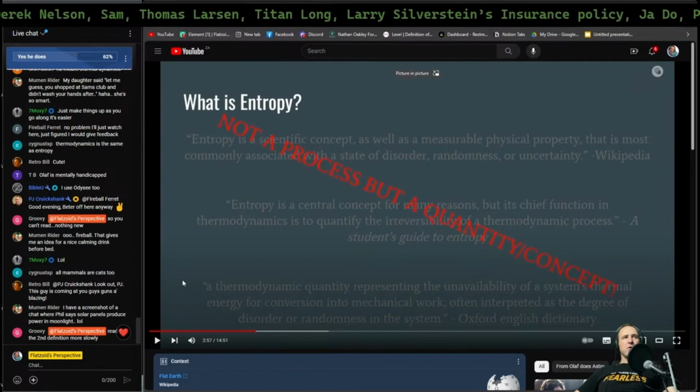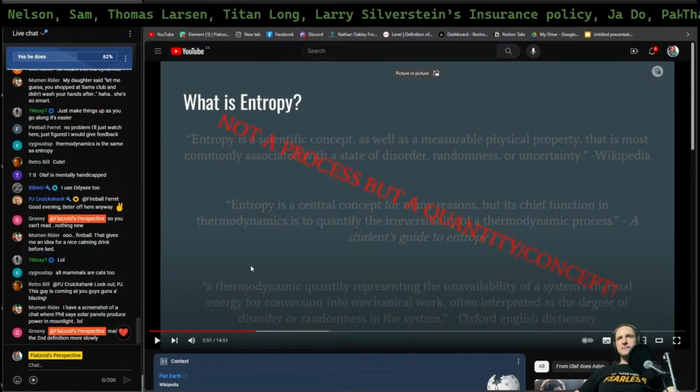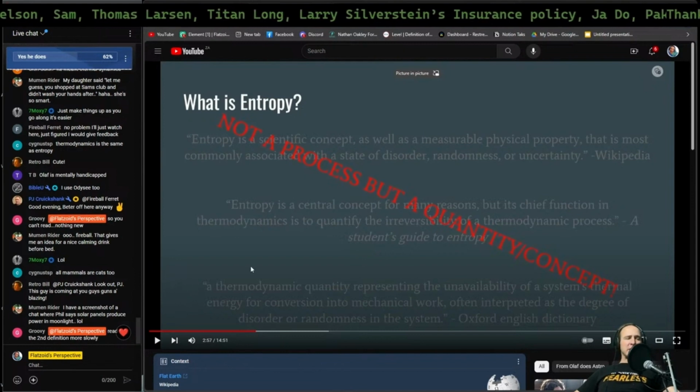Here's a screenshot of where chat says Phil says solar panels produce power in moonlight. Yeah, I don't know, what does solar mean, guys?